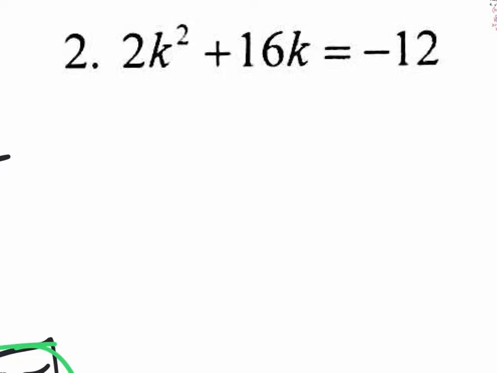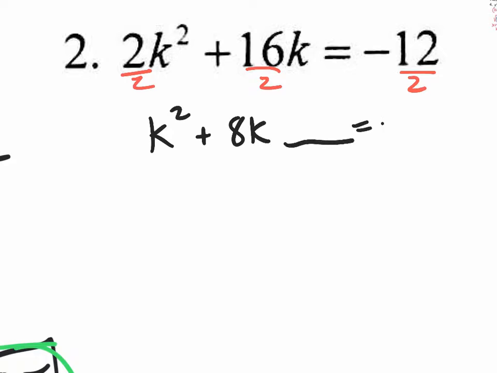What's the first step? Yes, you need to make sure that the a value is 1. So let's divide by 2, divide by 2, divide by 2. And also on that first step, it says make space for your new c value. So we have k squared plus 8k, make some space, equals negative 6. Might as well make some space over there too.